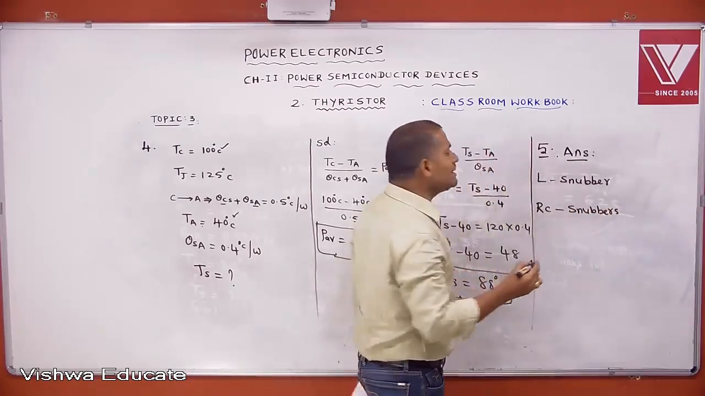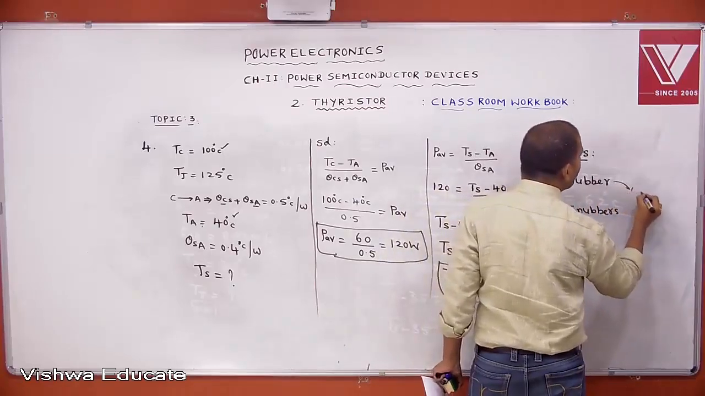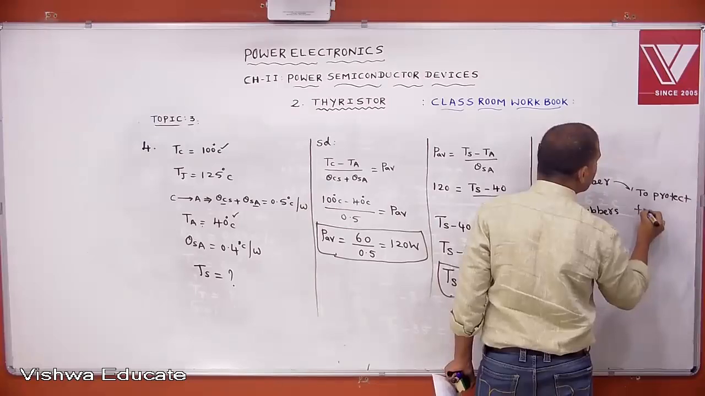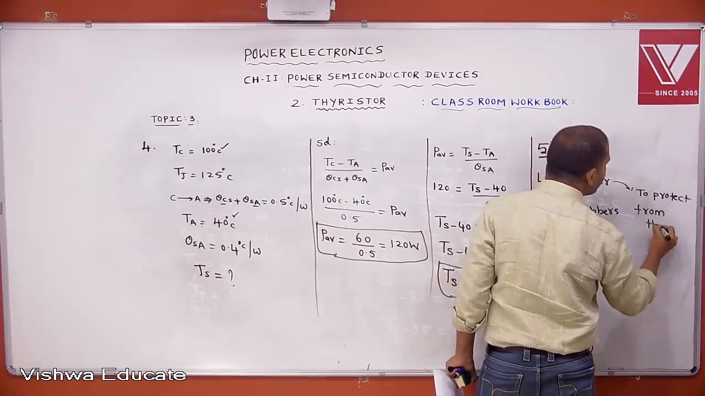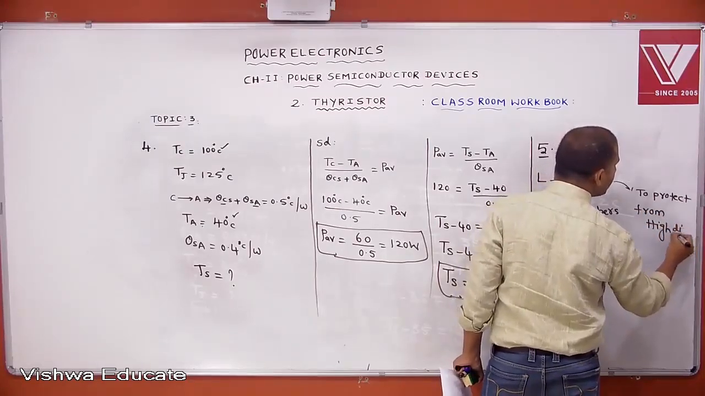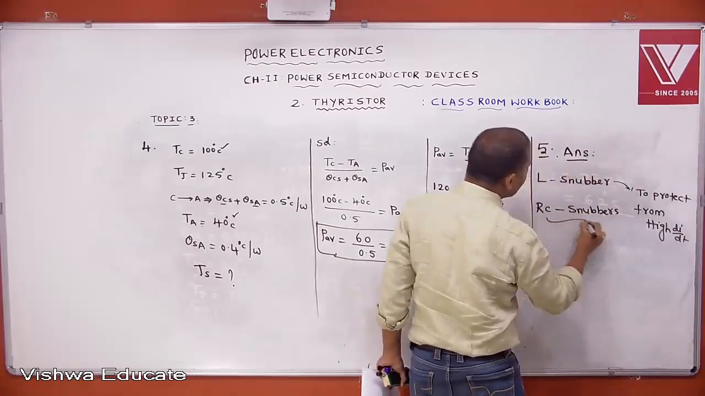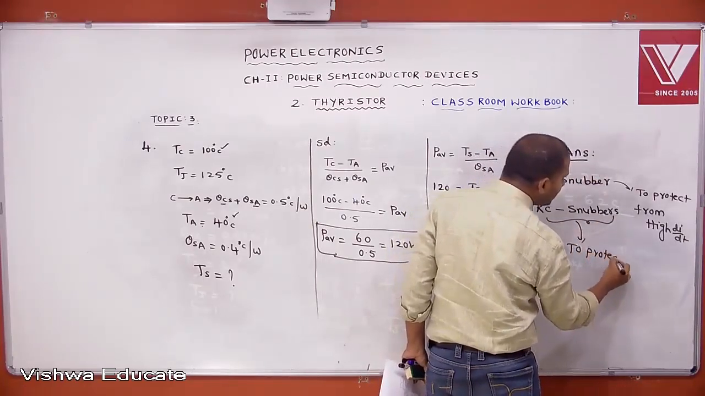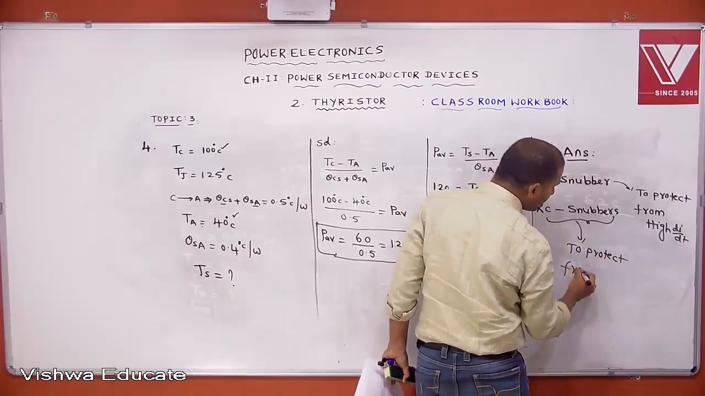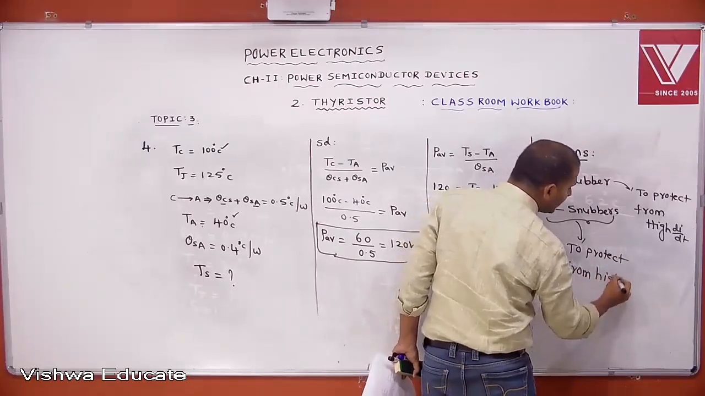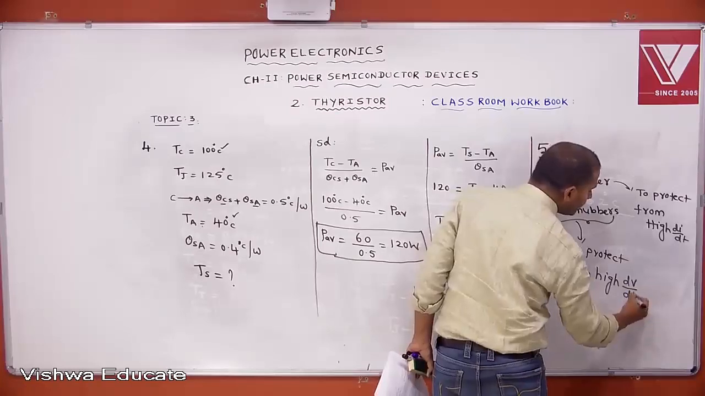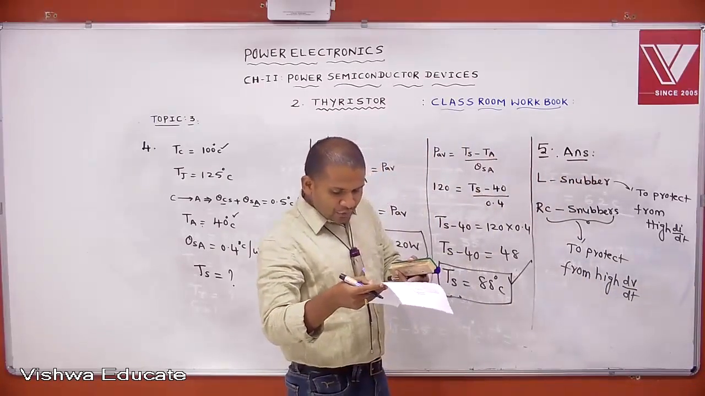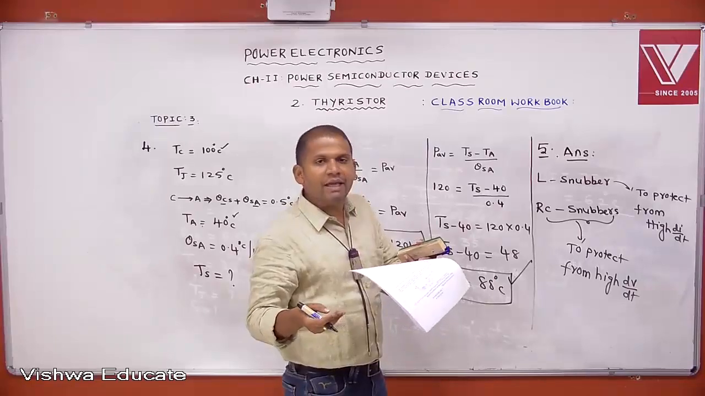L snubber is used to protect from high di by dt. RC snubbers are used to protect from dV by dt, mainly from high dV by dt. Then which is the correct answer? It is used for high dV by dt and high di by dt.